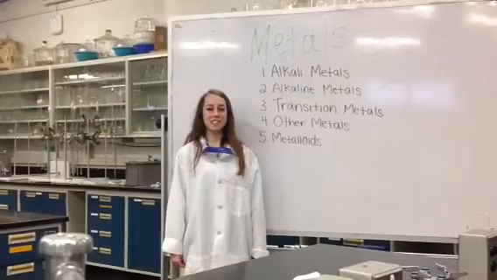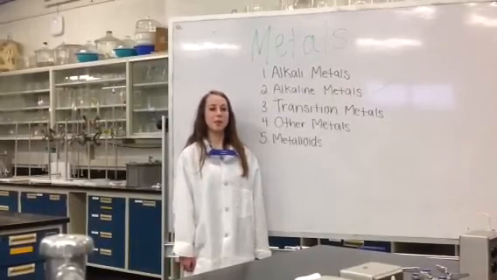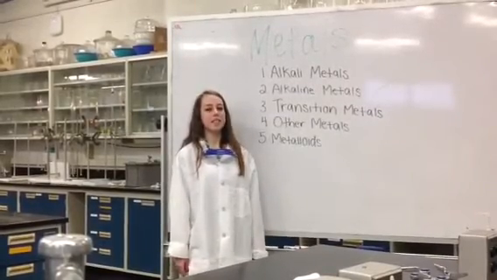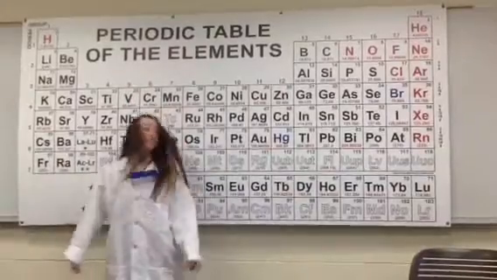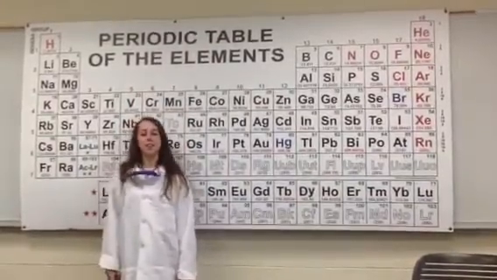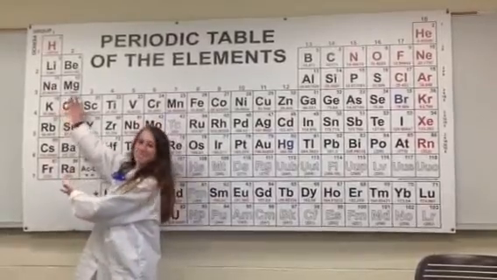Metals can be organized into different groups according to their physical and chemical properties. This can be clearly seen on the periodic table. Why don't I show you? That's better. First we're going to talk about alkali metals.